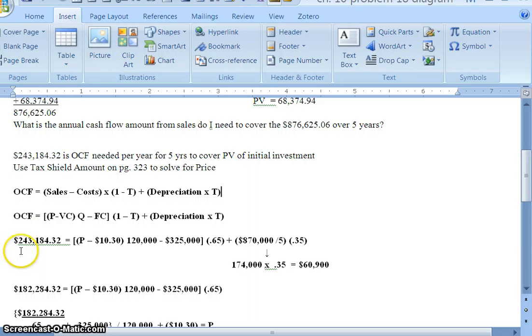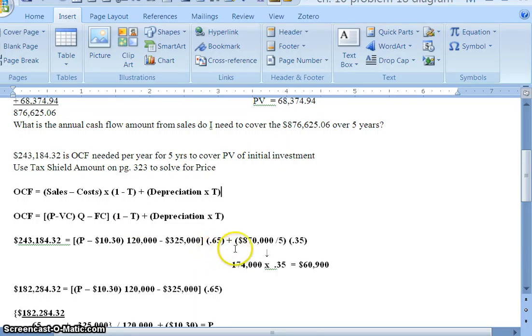So if I insert the numbers that I have so far from the problem and from what I've calculated, I know that my operating cash flow is $243,184.32. I don't know what price I need to charge per unit yet. That's what I'm going to solve for. I do know that my variable costs are $10.30 per unit. That was given to me in the initial problem information. I know that my quantity is 120,000 units per year, and I know that my fixed costs are 325,000 per year. I know that my tax rate is 35%, so 1 minus 35% would give me 65%.